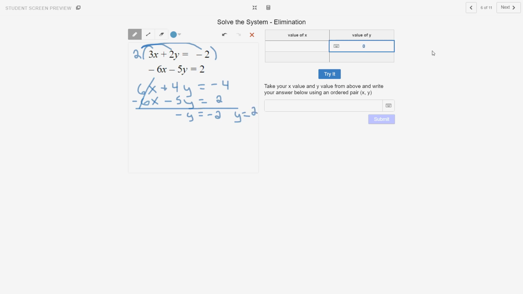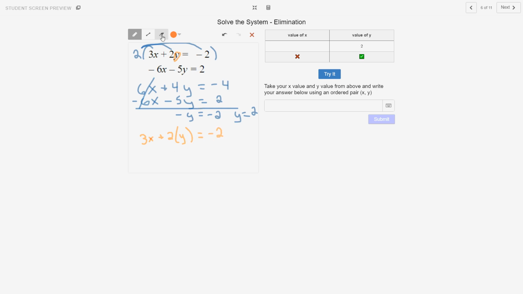Let's try that again. Yay, we've got it. Now we need to figure out what our x is. I'm going to plug it in right here. And again, I could choose the bottom one. The top one just looks easier to work with. So 3x plus 2 times y equals negative 2.